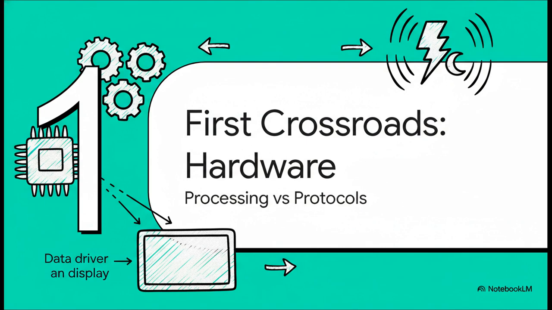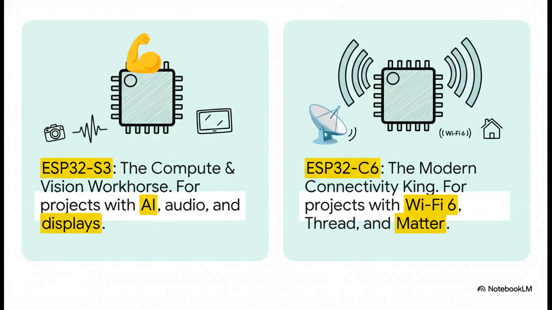Okay, so your first major decision is all about hardware. Are you building something that needs to crunch a ton of data and drive a fancy display? Or is it something that needs to just sip power while speaking all the latest wireless languages? This is the core trade-off we're looking at: pixels and processing versus protocols and power. To make this super simple, let's look at two of the most popular modern options, the ESP32-S3 and the ESP32-C6.